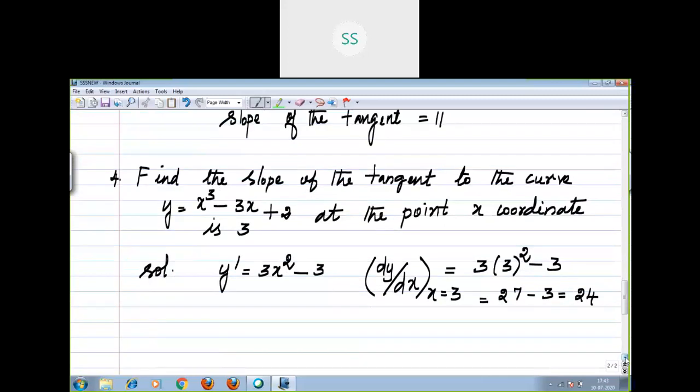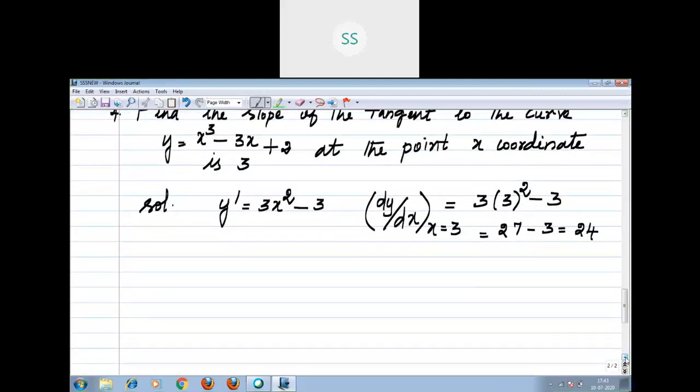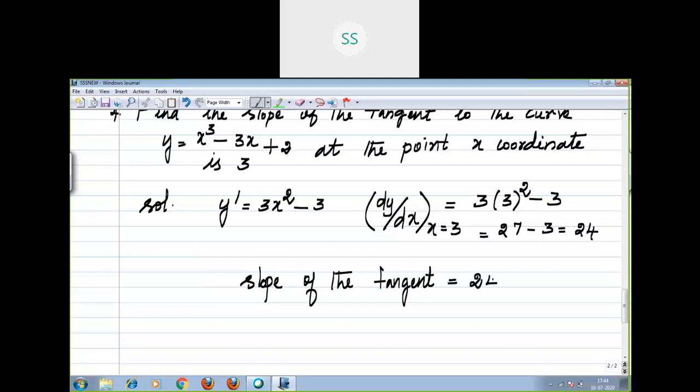Very good, right? I hope you people understood. Slope of the tangent means immediately what should come to your mind? Differentiation, right? Slope of the tangent equal to 24. Next, question number 5.